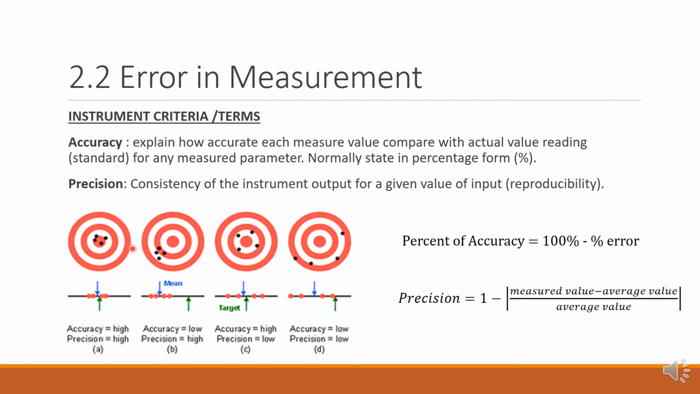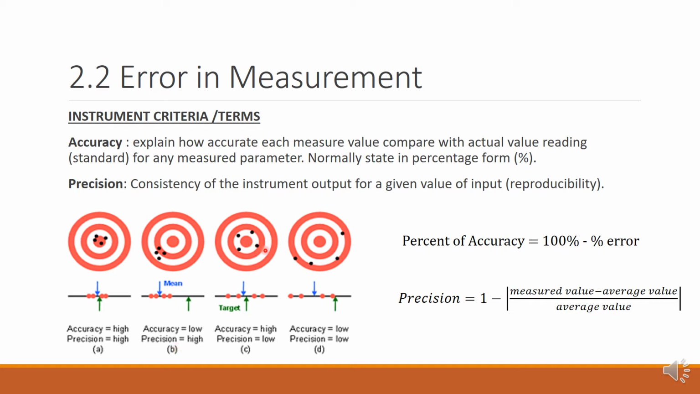So let's see how the precision looks in this picture. In the first example, the precision for this target is high. This means that all the measured values go into a particular consistent value. And then in the second example also, the measured value is very consistent. We can call this instrument high precision.